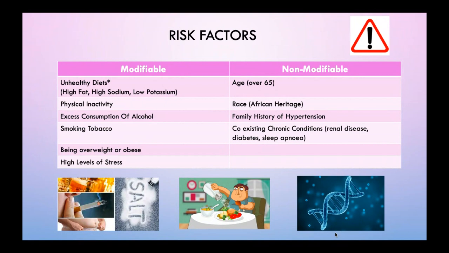These are the ones we would spend time on because we tend to spend a lot of time counseling patients on how to adjust their lifestyles based on these risk factors so that they can lower their chances of developing cardiovascular complications in the long run. So unhealthy diets high in fat, high in sodium, low in potassium, a history of physical inactivity, excess consumption of alcohol, smoking tobacco, being overweight or obese, and high levels of stress.